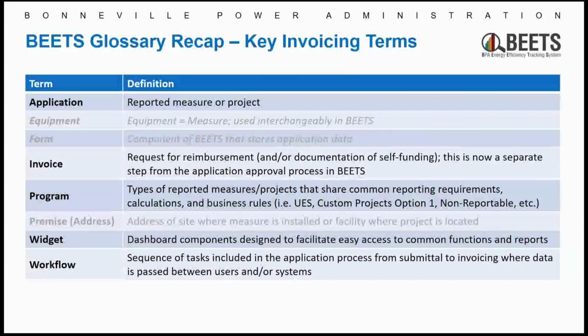And then those programs that I referred to, it's a type of reported measure or project that has similar reporting requirements. It's very similar to our current, or well, our now legacy system in IS2O, where you picked up a particular Excel calculator or tool and reported different measures and projects depending on what you were doing. So you went to the UES upload template if you had a UES measure. If you had a custom project, you went to the custom project option 1 Excel file. In BEETS, each one of those is now called a program.